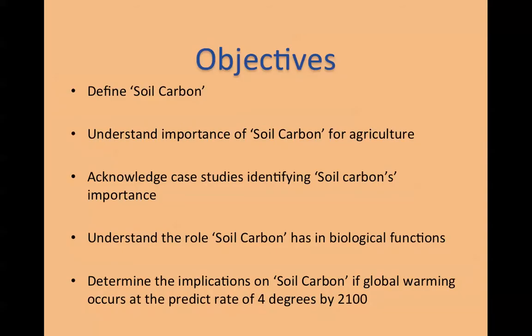The objectives of today's talk include to define what soil carbon is, understand the importance of soil carbon and its role in the Australian agricultural industry. We're going to have a look at two case studies, one is mine sites and the other rangelands in Australia, and have an understanding of how soil carbon influences both those two case studies. We're going to have a look at the soil profile level and the biological interactions for soil carbon there. And lastly, we're going to have a quick discussion on how soil carbon levels will be influenced by global warming and climate change.